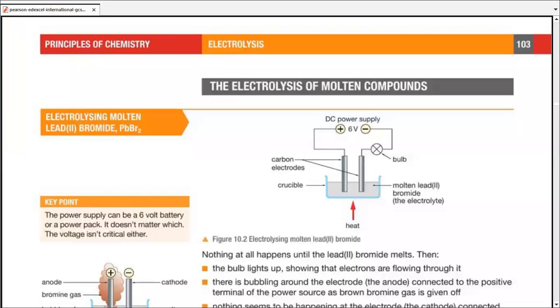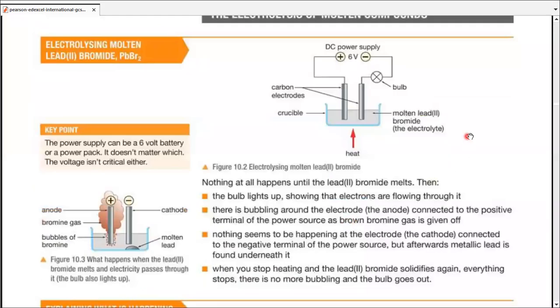Continuing from the same part. So what you can see on your left is actually the after part of the diagram. And in this part, you would notice the bubbles and that brown gas all around the positive electrode. And at the bottom of the negative electrode, there is some molten lead. So this happens at the end of it. The power supply can be a 6-volt battery or a power pack. It doesn't matter which. The voltage isn't critical either.